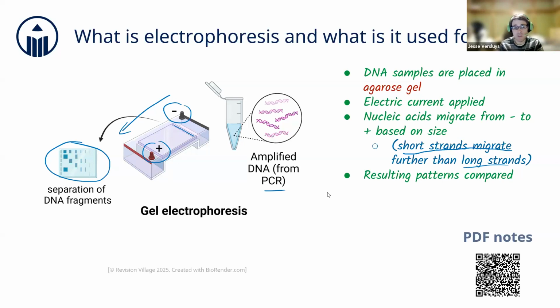Some of them may match, which means that they might have some similarities. Maybe they're close relatives. Maybe they're from the same source. In the case where we have two samples and we want to know if they're a match or something, those samples can then be compared using the results of the electrophoresis.